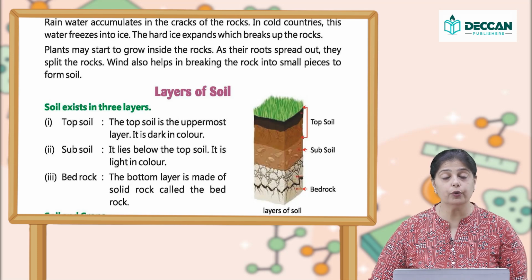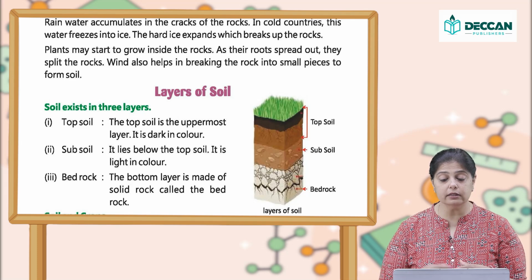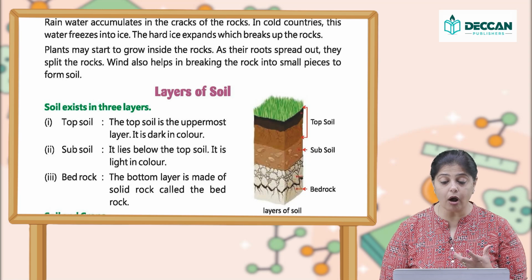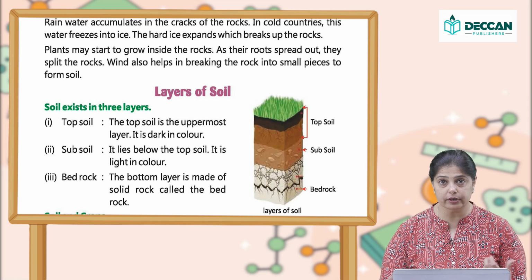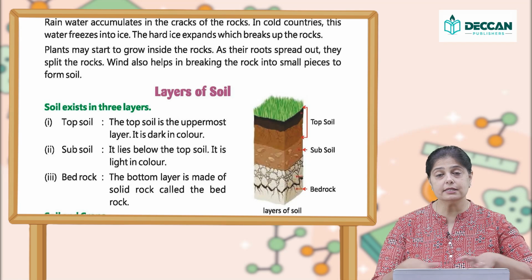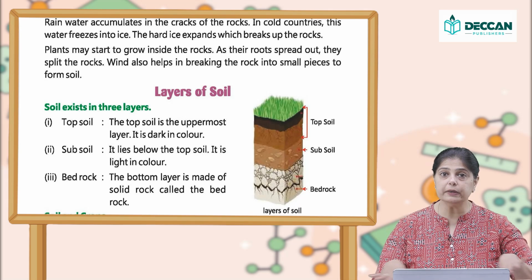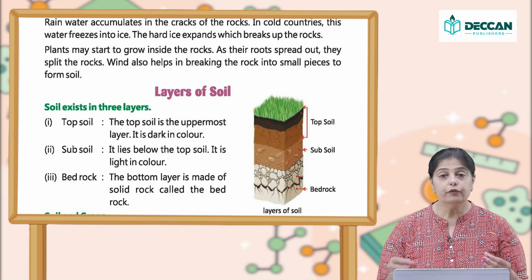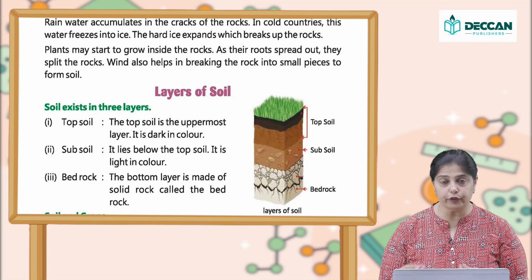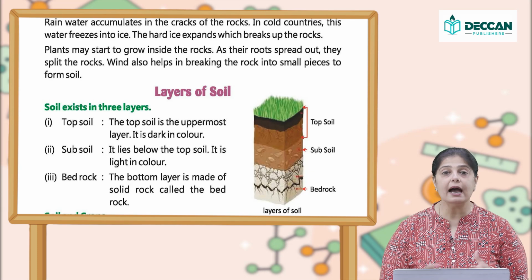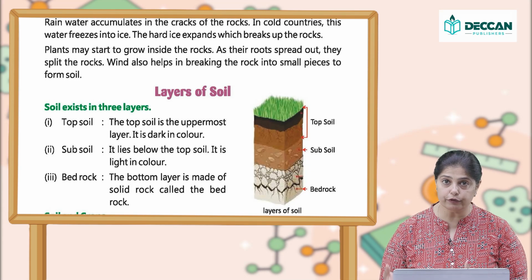Plants may start to grow inside the rock, and as their roots spread out, they split the rocks. As the roots of the plants keep growing, they start splitting the rocks further. Wind also helps in the breaking up of rocks into small pieces, and that's how the soil is formed.